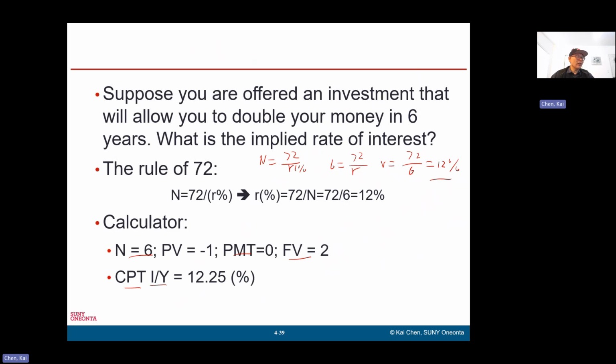That is 12.25%. That means, if you double the value of your investment in 6 years, over these 6 years, the yearly rate of return you will earn is accurately 12.25%. Okay. So now you can see the rule of 72 is very useful, right? If you don't have a calculator, then very quickly you can get an approximate number that is reasonable, right?